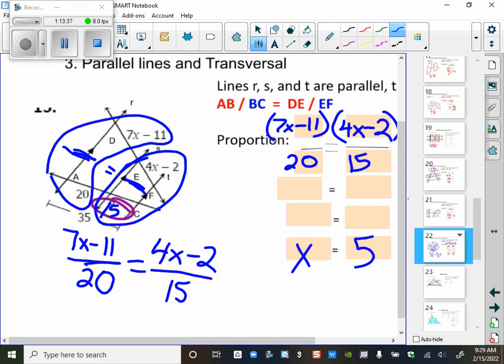But due to time, I want us to talk about the last couple problems. And again, last couple problems, stack and go. I really want to, basically with the angle bisector, same thing. I just wanted us to worry about the setup. If you get the setup, you have everything else. I know this would have been a little more work. 20 times 4x minus 2, 15, 7x minus 11. I'm worried about you understanding this. Once you get here, this is not so bad.